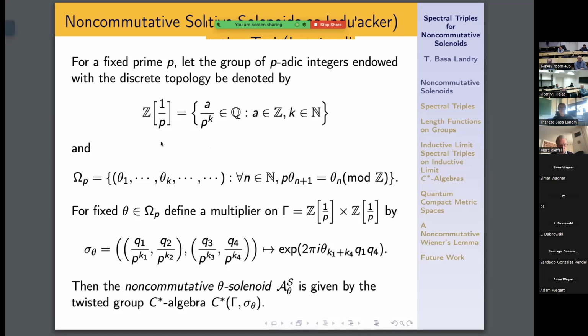Looking at the even entries in the sequence and the associated rotation algebras, it turns out that if you take as your star morphisms the unique ones extending these unitaries to this one, and take these as your connecting maps, then the non-commutative theta solenoid is star isomorphic to the inductive limit of this particular sequence of rotation algebras.